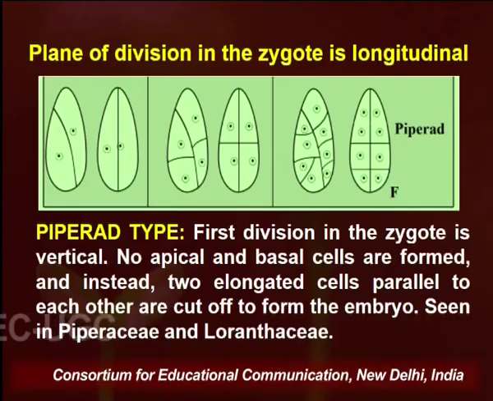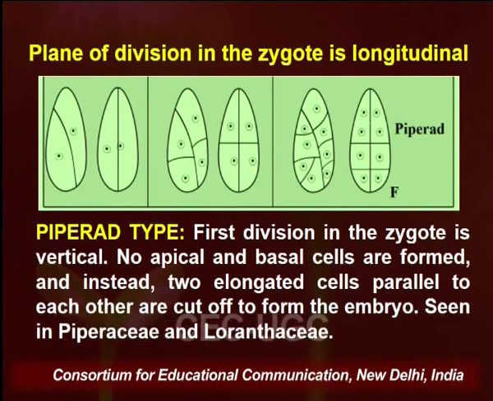The third one is when the plane of division in the zygote is longitudinal. This is seen in families Piperaceae and Lauraceae. First division in the zygote is vertical. So, if there is a vertical division, it does not lead to the formation of any apical or basal cell. So, in Piperad type of embryo formation, there is no apical and basal cell which is formed.